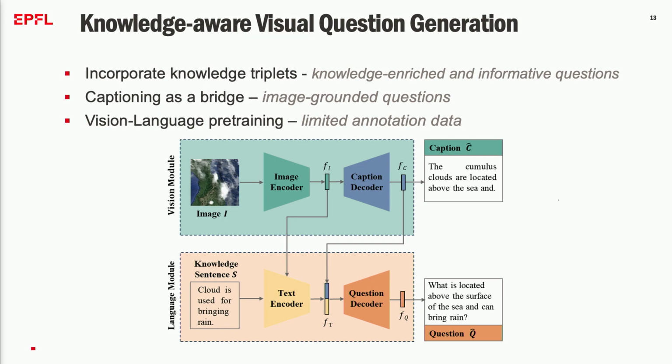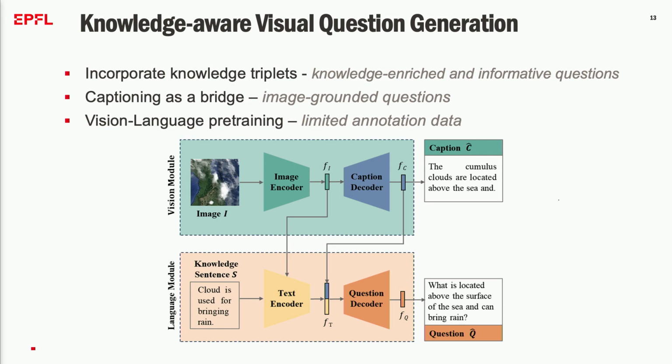And then, because we are inputting the knowledge sentences, the question can be easily guided by the text part and have nothing to do with the image content. So to better ground the question to the image content, to ensure a certain connection between the question and the image content, we also add image captioning as an intermediate task to ensure there's a certain degree of grounding.